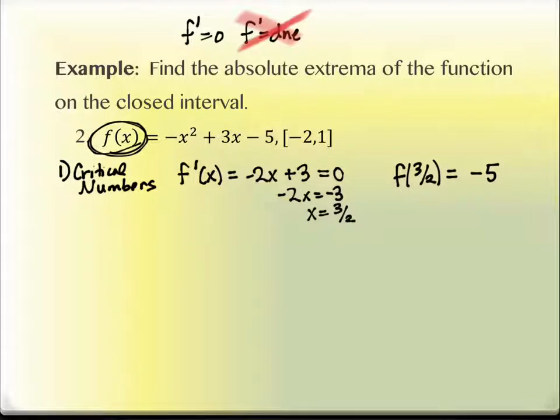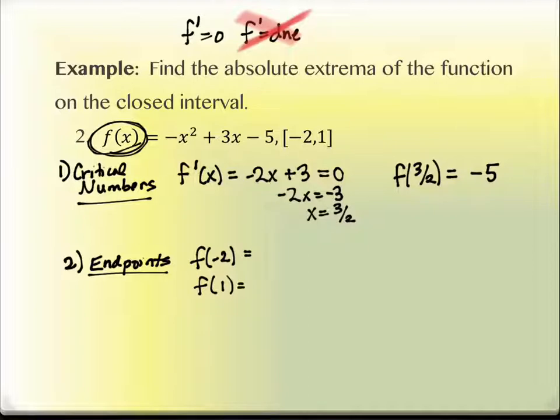Okay, so that's critical numbers. The second thing that we have to look at are endpoints. Our two endpoints are negative 2 and positive 1. So there's nothing that I have to do to solve anything. I'm just evaluating them, checking out what the y values are there. So I need to do f of negative 2 and f of 1 into my function. So if I plug negative 2 into this function, what do I get?